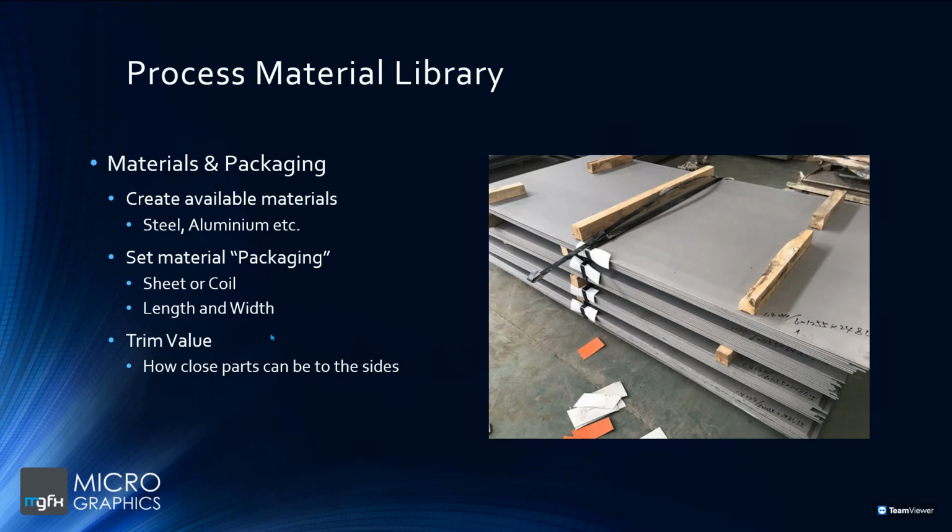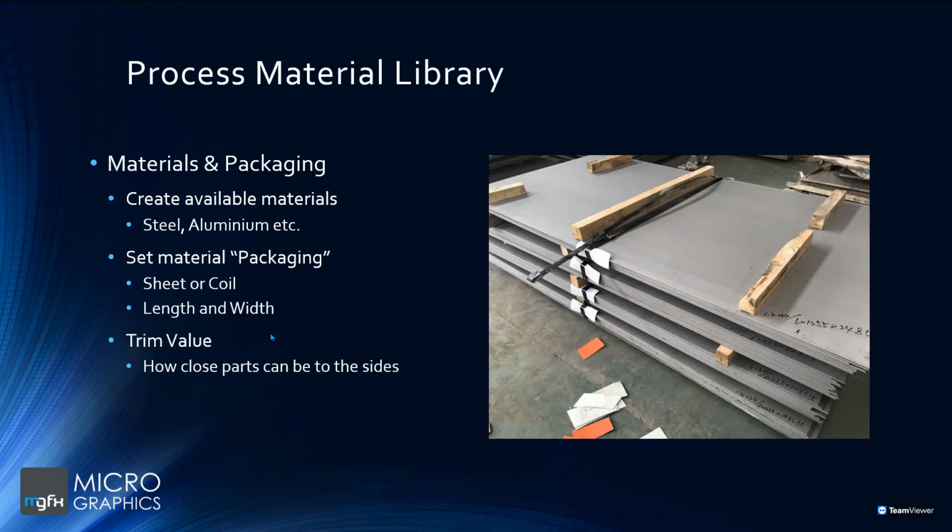And your packaging is basically how you purchase that material. Do you purchase it as sheets, or do you purchase it on a coil? And this allows you to then set the length and width parameters for that sheet or that coil. So depending on your process, how you are feeding your cutting machines, you would set your packaging according to that. And we also have a trim value that we can set, which basically allows a gap between the edge of your material and the sides.